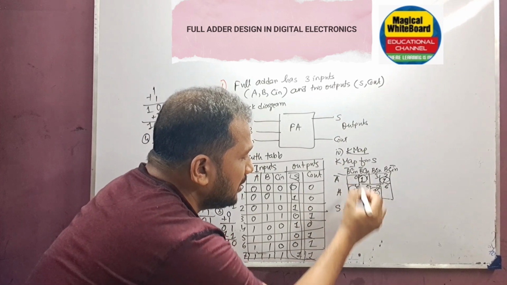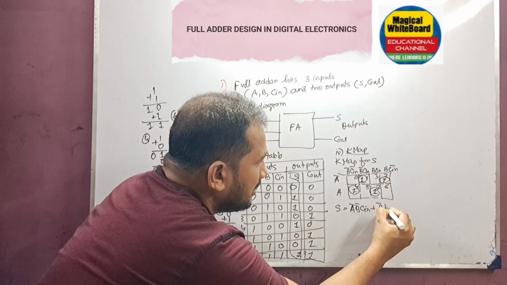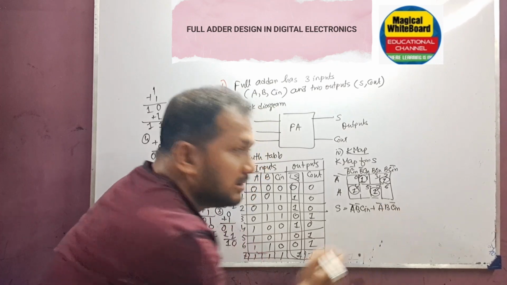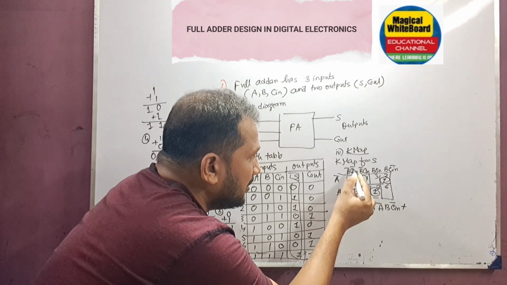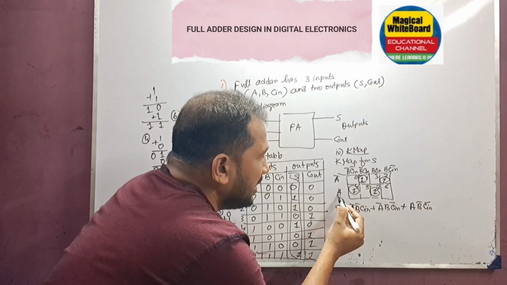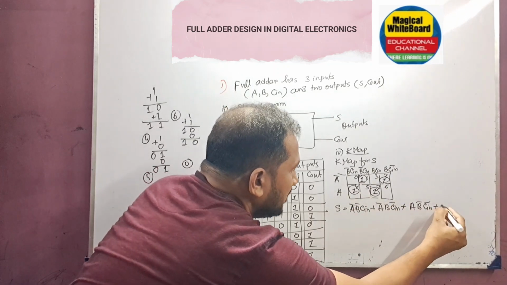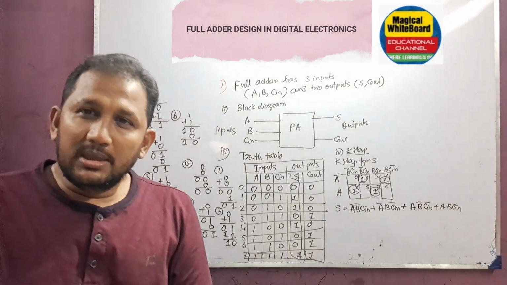S equal to A'B'Cin. Next one is A'BCin'. This is the second one, and the third one is AB'Cin'. And the fourth one is the A row and column intersection, which is ABCin. So this is the expression.